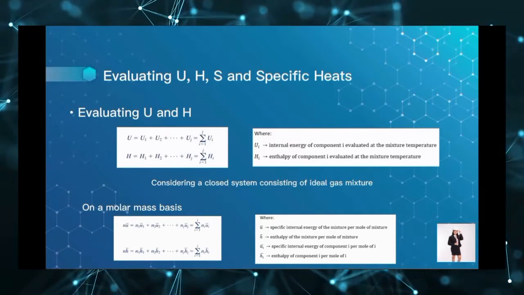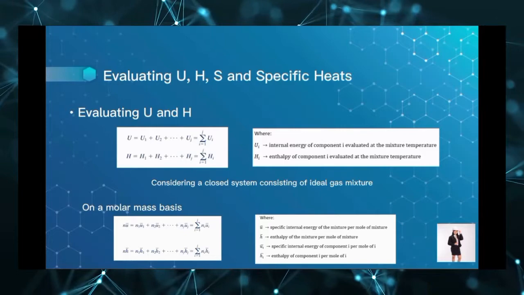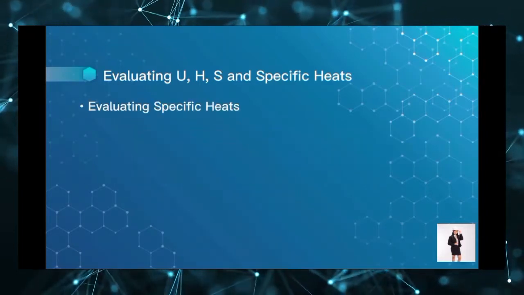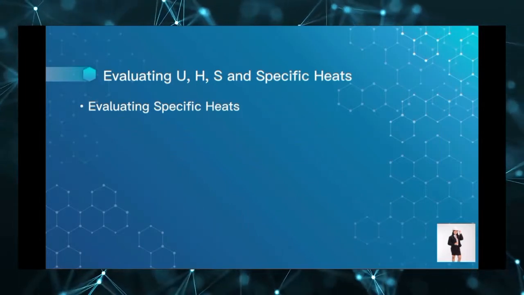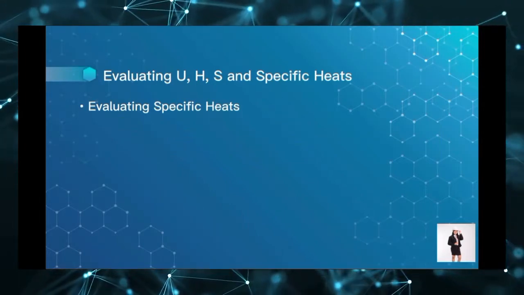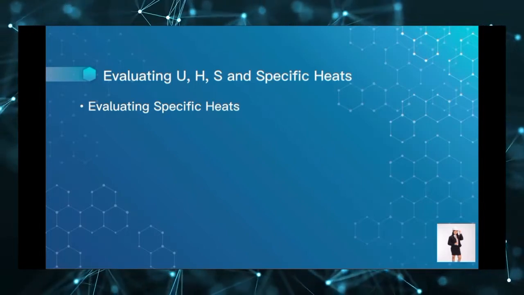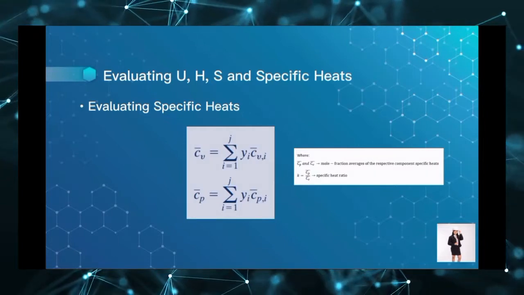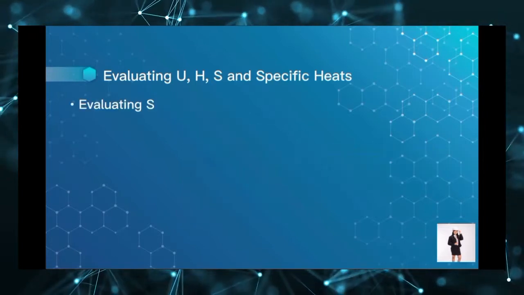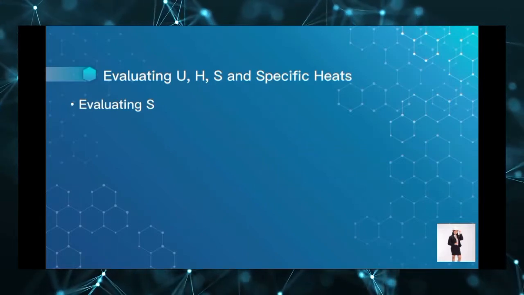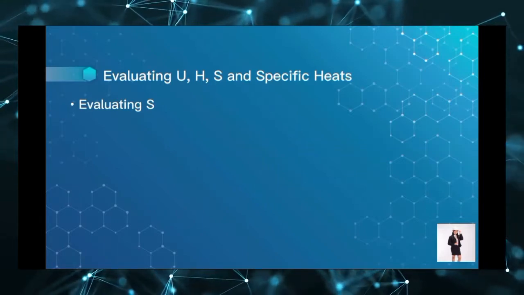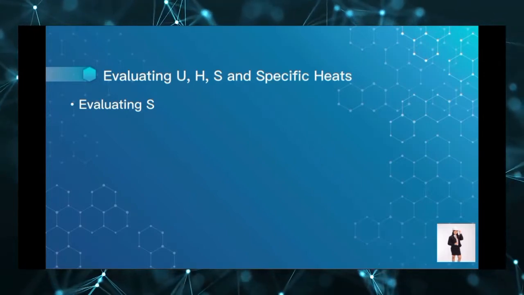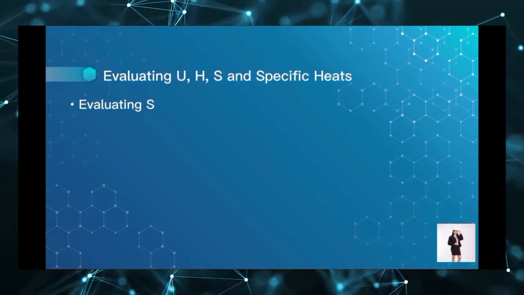These two properties can be expressed as follows. Now, the specific heats at constant volume and constant pressure can be obtained by differentiating the specific internal energy and enthalpy respectively, giving us these expressions for the specific heats of the mixture on a molar mass basis. Entropy of an ideal gas depends not only on temperature but also on partial pressure, and the evaluation of the entropy of a mixture is done the same way as the internal energy and enthalpy, and that gives us the expression.